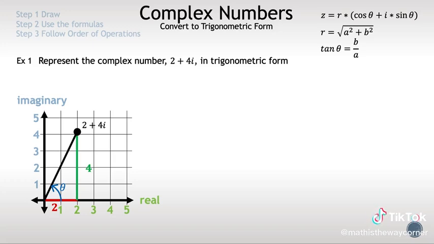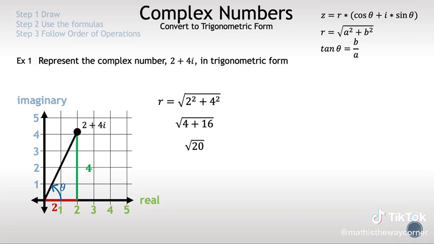First, let's solve for r. So let's write down the formula. Once again, r is equal to the square root of a squared plus b squared. A is 2 and b is 4, so now let's substitute that into the formula. Now let's square both numbers. 2 squared is 4, 4 squared is 16, so now we have the square root of 4 plus 16, and 4 plus 16 is 20. So now we have the square root of 20.